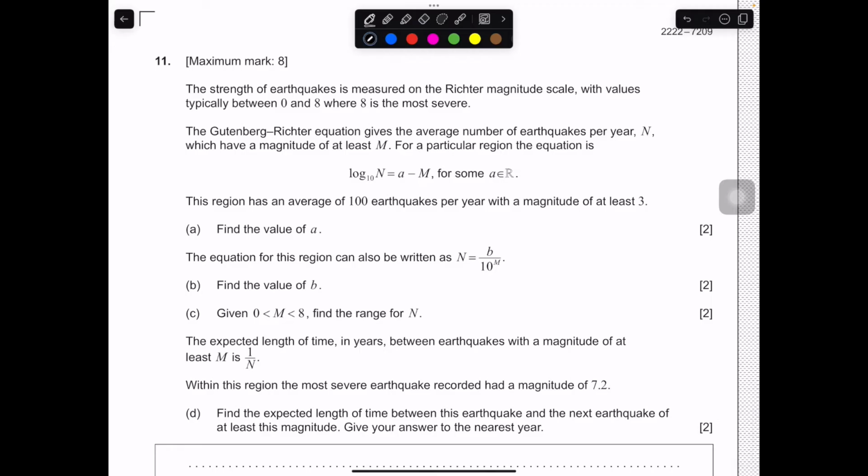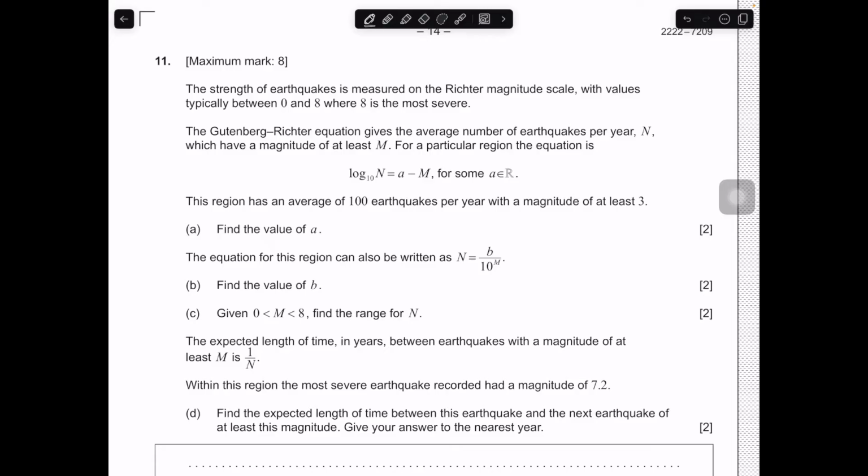Okay, this is the question that I had alluded to earlier when I said that there were some questions on here that required a lot of interpretation. This is, I think, the most challenging question on the test. The strength of earthquakes is measured on the Richter magnitude scale with values typically between 0 and 8, where 8 is the most severe.